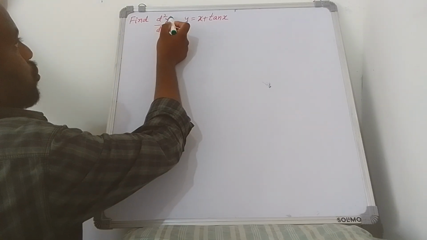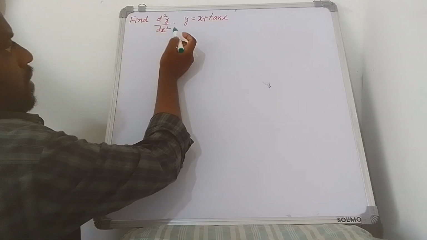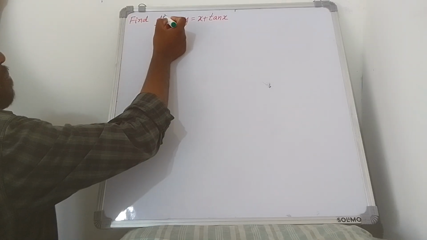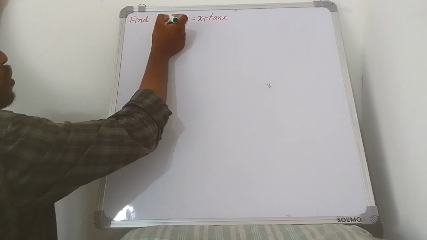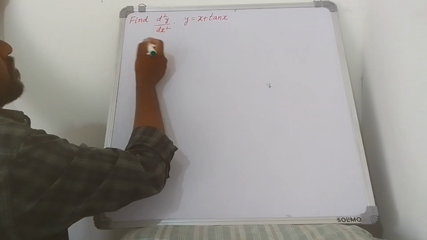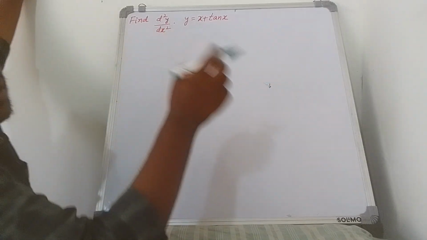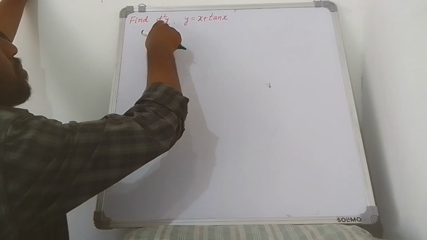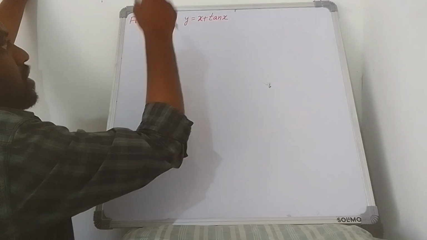Find d square y by dx square. You can see power 2, 2, 2. That means it is second order derivative. We need to find the second order derivative. That is the meaning of d square y by dx square.